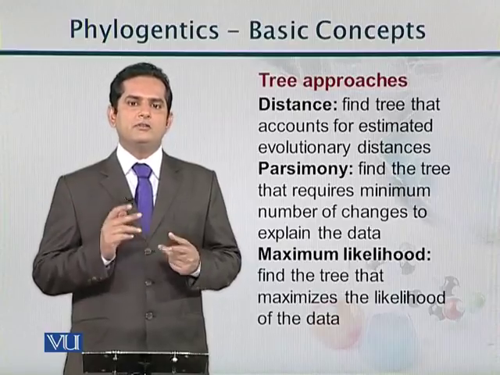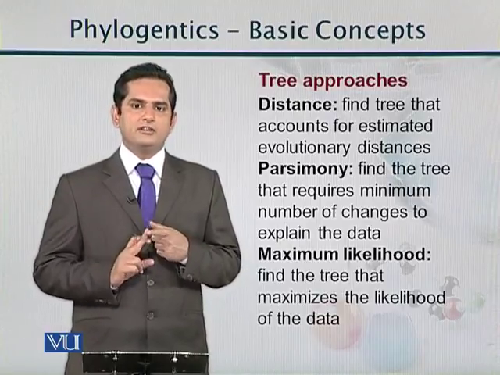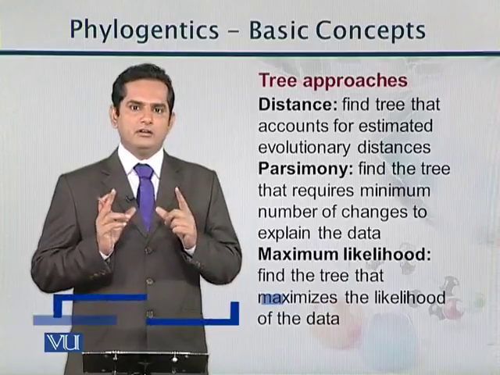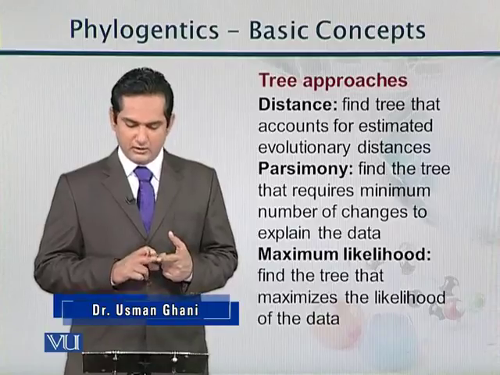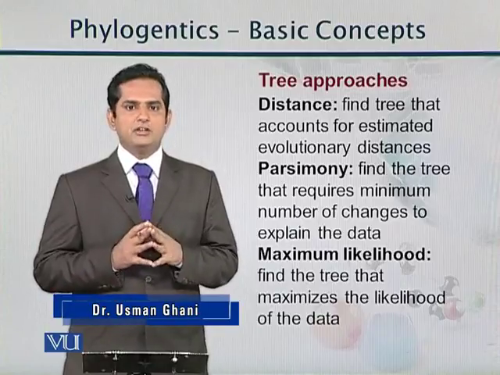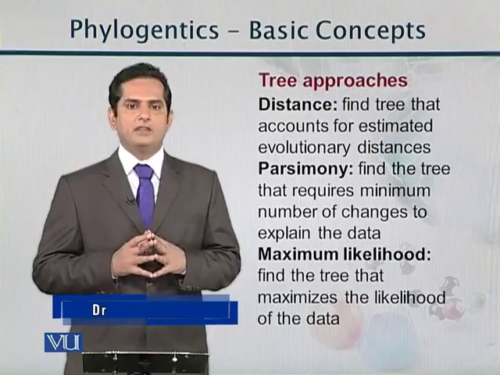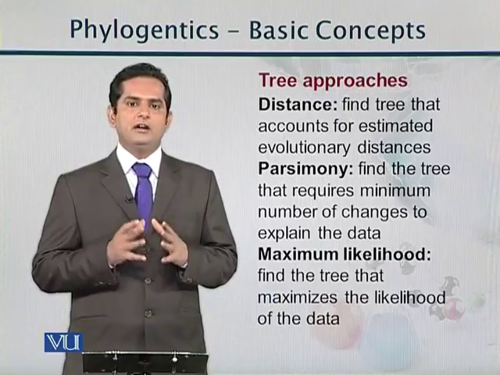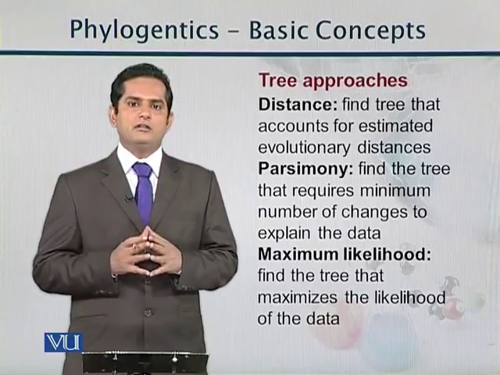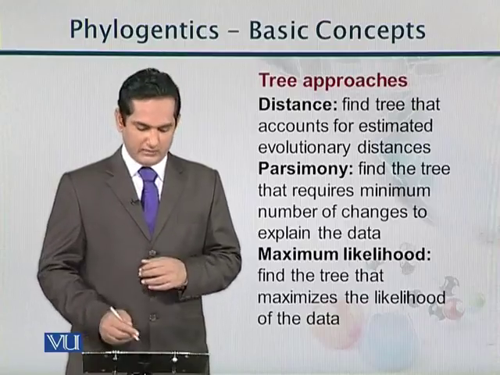Those approaches are: number one, distance based approach. The distance based approach tries to find out nearest or closest sequences. The other one is the maximum parsimony technique, which requires a minimum number of changes to extract information from the data. And finally, we have the maximum likelihood approach. Basically, it tries to find out the best model which can explain our data.